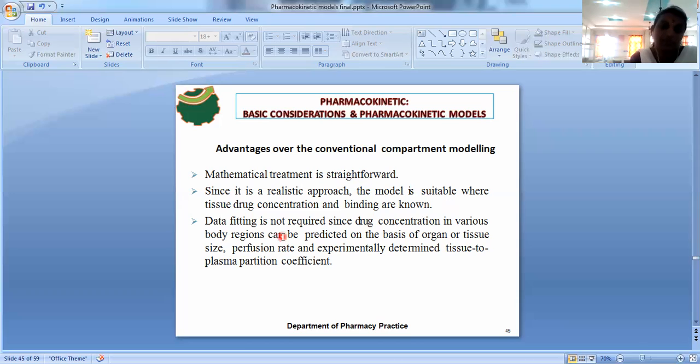Data fitting, for that time interval, 5 minutes, this much concentration, 10 minutes, some micrograms per ml concentration.